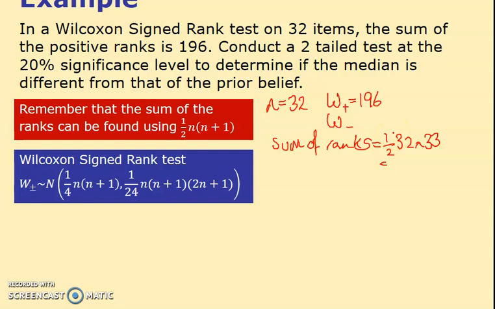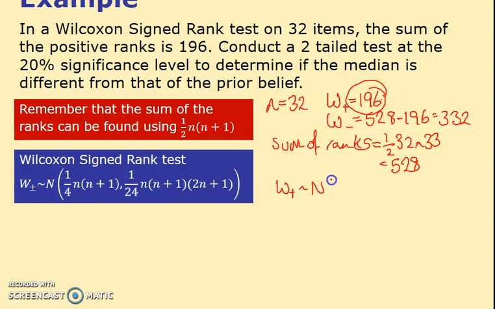So on my calculator I'll do that sum and I get 528. So all the numbers added together equal 528, and therefore to get the W minus I do 528 minus what I got told, 196, which equals 332. Now the rule says for the Wilcoxon signed rank test you take the smaller of the two, so I'm going to use that number. And just bear in mind that this W plus is meant to be normally distributed.